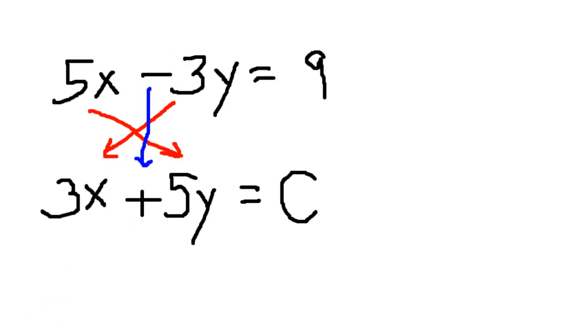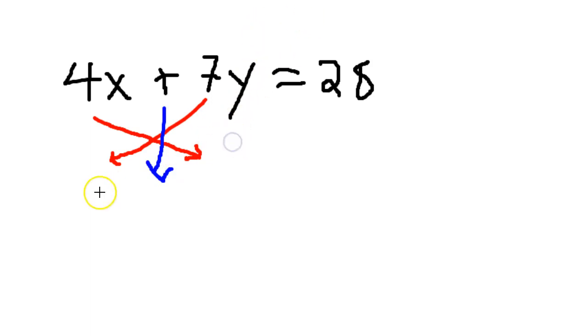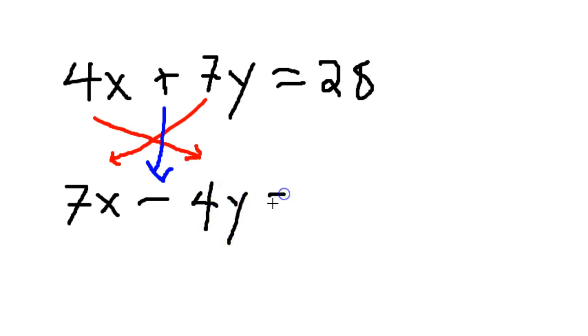Let's do another example. And so in this example, we have 4x plus 7y equals 28. So once again, we're going to swap the coefficients. And then we're also going to change the sign. So let's go ahead and do that. So that means that we're going to get 7x minus 4y equals c.